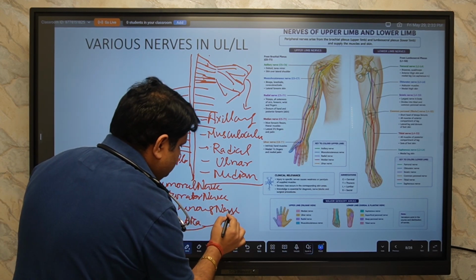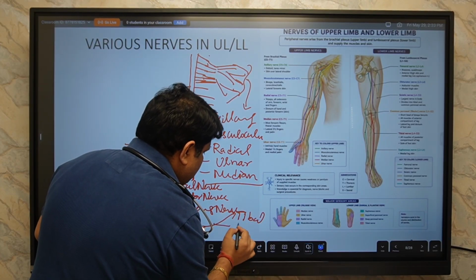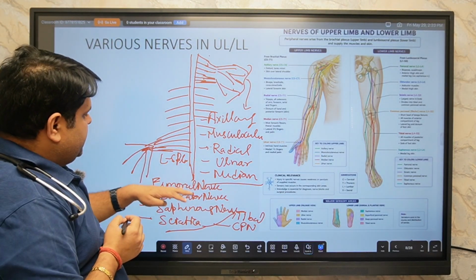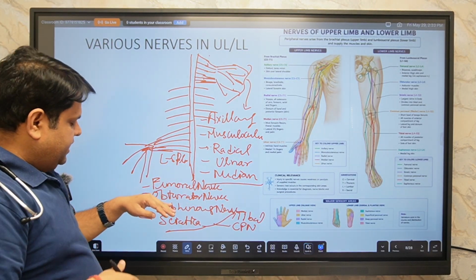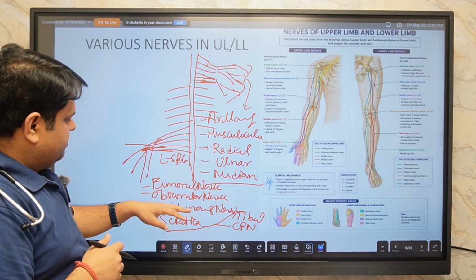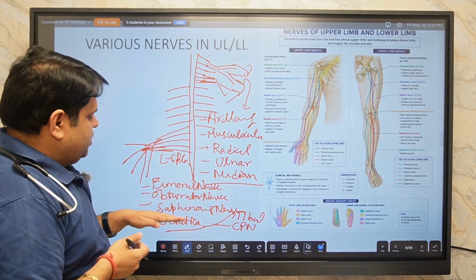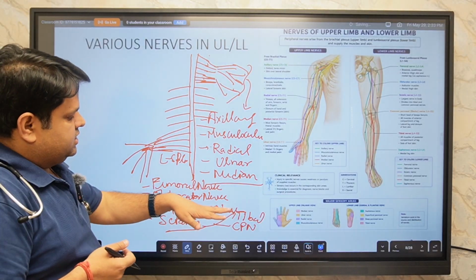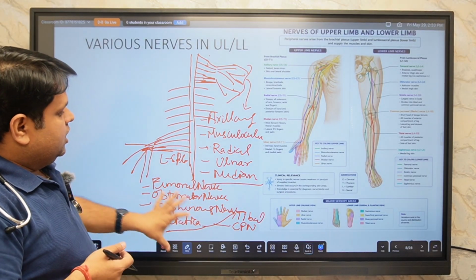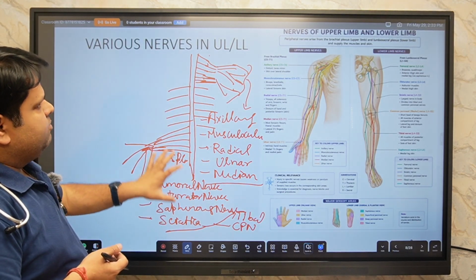Sciatic nerve gives rise to the tibial and common peroneal nerves. So these are the main nerves in the lower limb. Femoral supplies the anterior compartment of the thigh. Obturator supplies the medial compartment of the thigh. Sciatic nerve is usually present on the back side of the thigh, which supplies through the tibial nerve and the common peroneal. These are basically the basic nerves in the upper limb and the lower limb of our body.